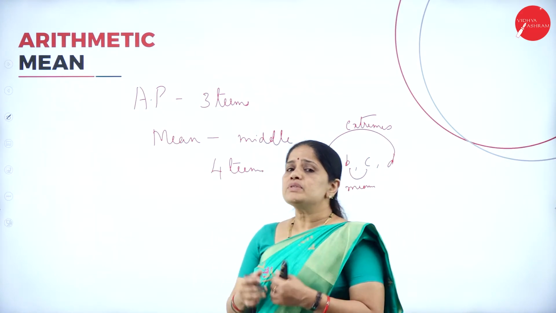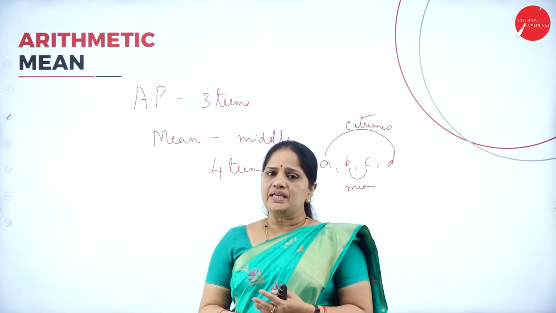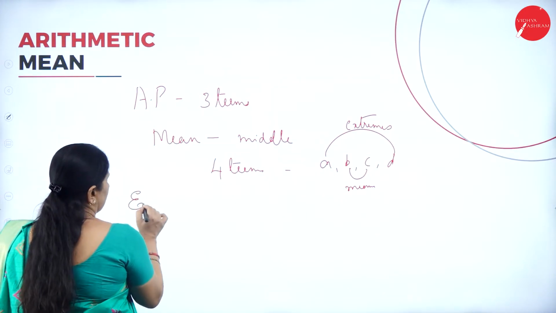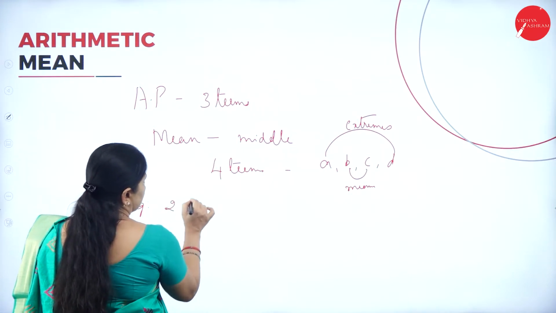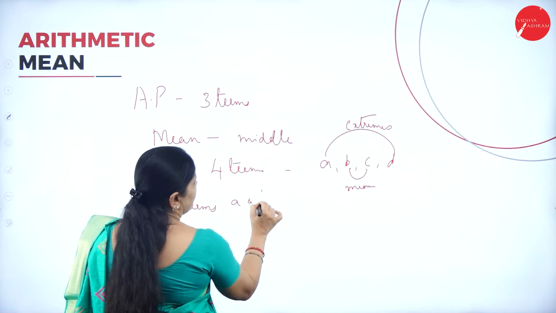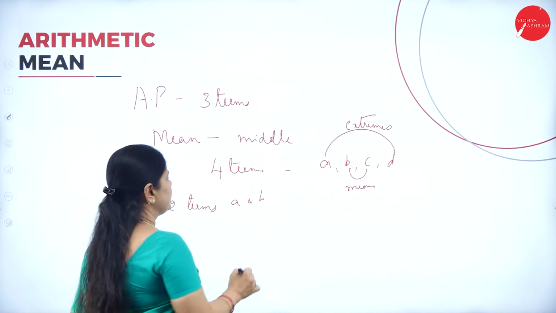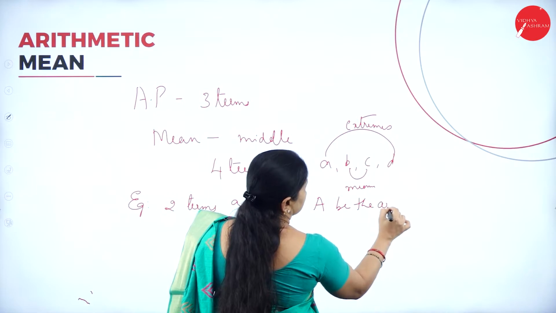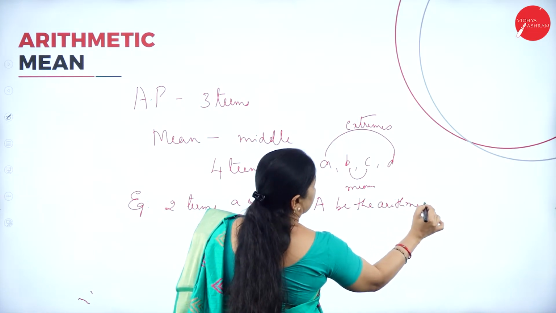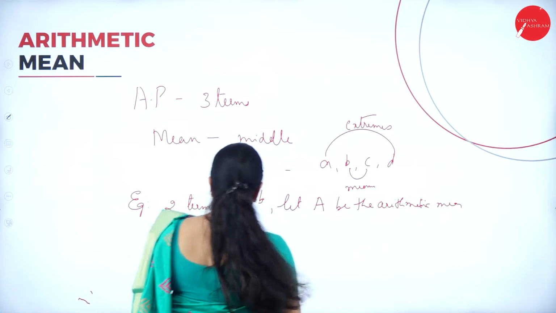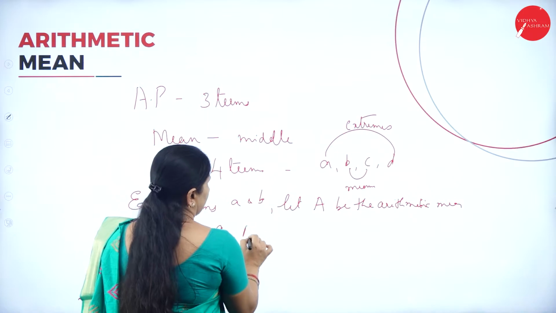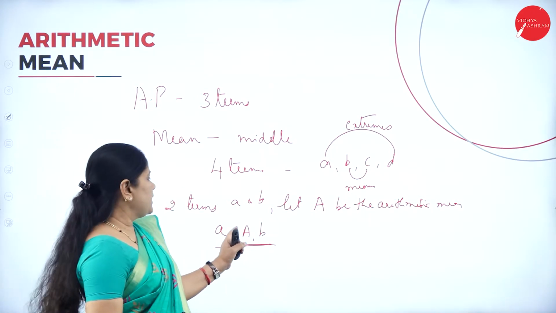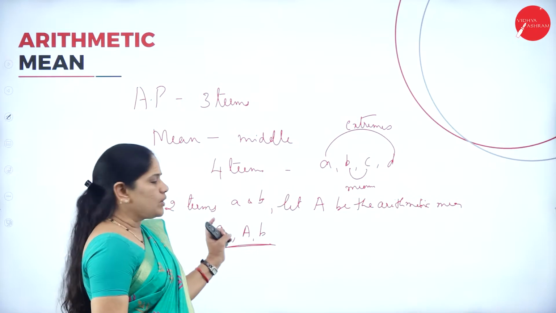Now suppose there are 2 terms, we cannot just say what the mean is, so we have to assume. For example, there are 2 terms A and B. Now we want the arithmetic mean. So let A be the arithmetic mean. So A, comma, A and B. So this A comes in between A and B. So arithmetic mean is a middle term of A and B.